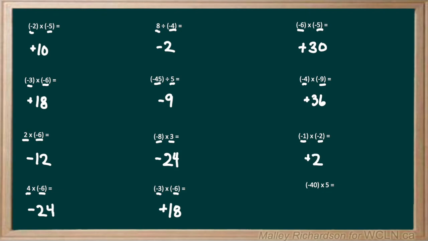Next we have negative 40 times 5. The 40 is negative and the 5 is positive, so we will end with a negative answer. 40 times 5 is 200, and then a negative times a positive is a negative, so our answer is negative 200.